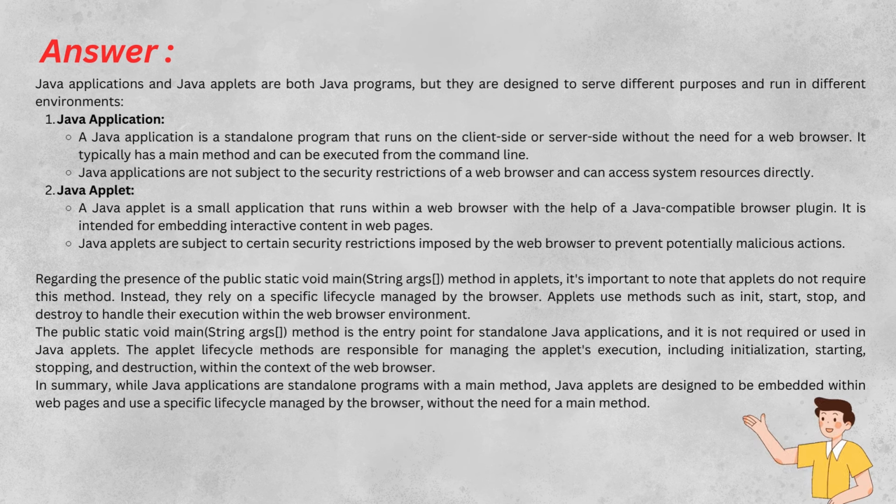Java applet. A Java applet is a small application that runs within a web browser with the help of a Java-compatible browser plugin. It is intended for embedding interactive content in web pages. Java applets are subject to certain security restrictions imposed by the web browser to prevent potentially malicious actions.